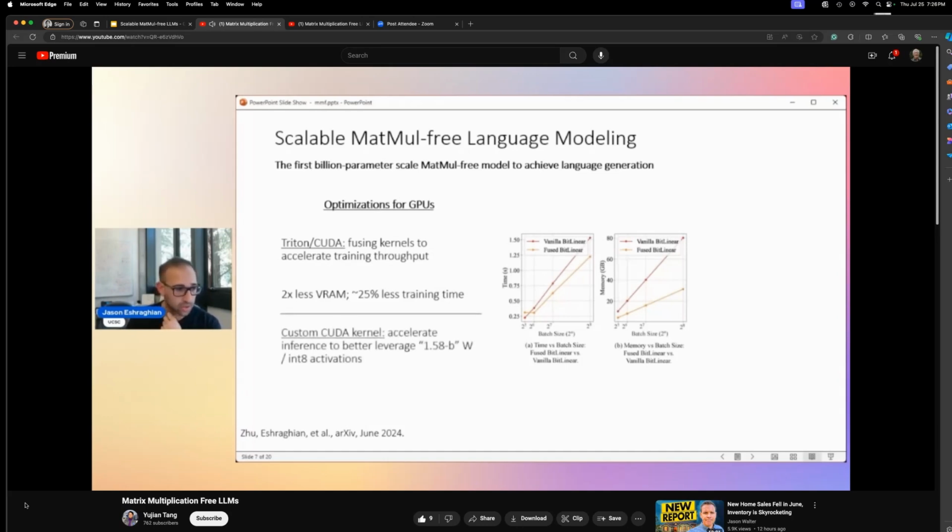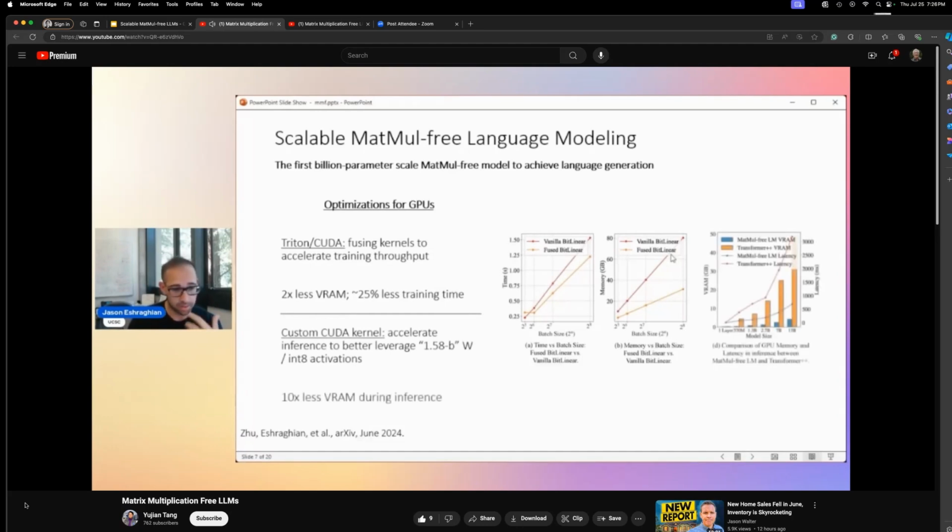Secondly, we also wrote our own custom CUDA kernel to accelerate inference, basically to better leverage the ternary weights that we're using along with 8-bit integer activations. In doing that, we also get GPU benefits for inference, and we were able to get 10x less VRAM during inference. This plot here is comparing the VRAM used by Transformer++ against that of MatMul-Free. That's on the left y-axis, and on the right y-axis, we have the same thing with latency. In this case, lower is better: lower memory, less latency, so all is good.